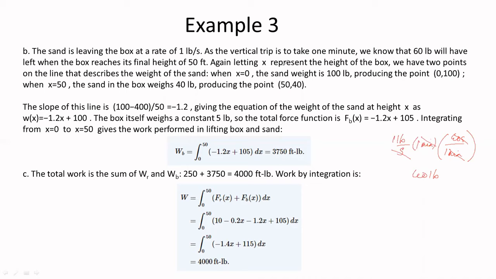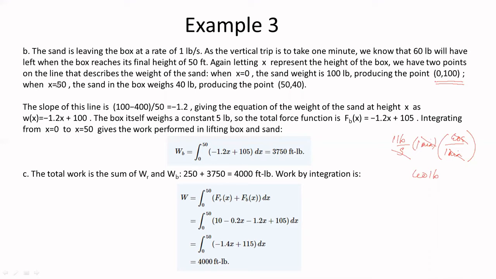So again, letting x represent the height of the box, we have 2 points on the line that describes the weight of the box. When x is 0, meaning the box was not yet lifted, it was not yet moved from its original position, the sand in the box is 100 pounds because it did not yet leak, because it was not pulled up. So that would be producing a point which is (0, 100). It's one set of coordinates. The first number is distance or displacement x. The second number is the amount of sand inside the box.